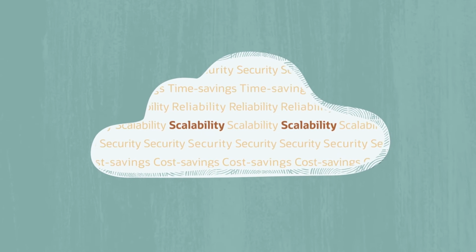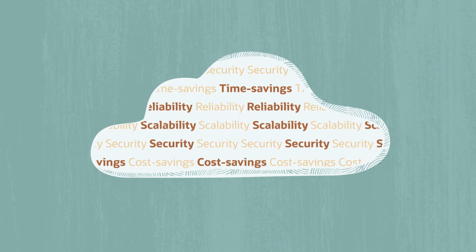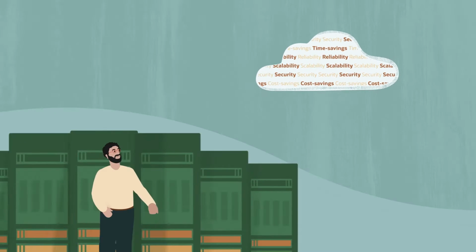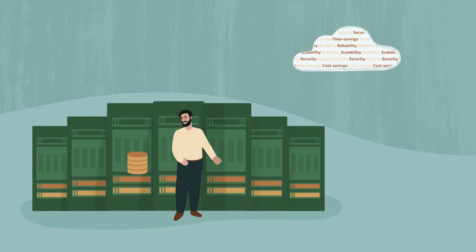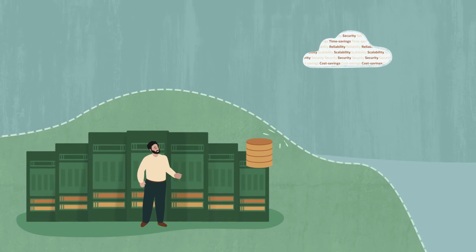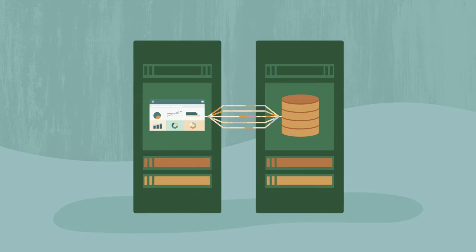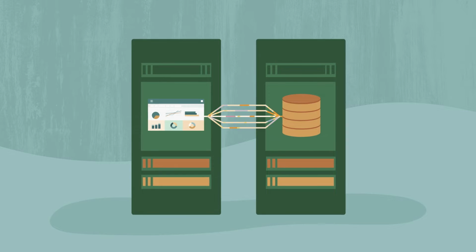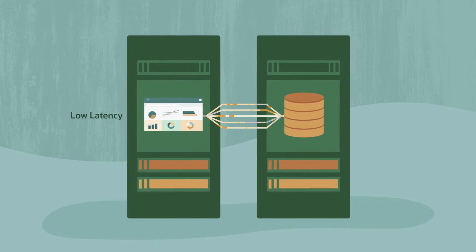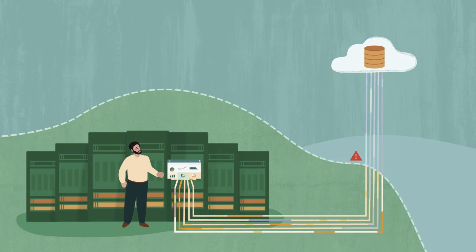Moving to the cloud can improve scalability, security, time savings, and reliability, all while lowering costs for your business. However, moving to the cloud also involves moving workloads out of your data center, which raises issues if you have specific requirements for data residency, governance, or security. In addition, your on-premises applications and data sources will need low latency and high throughput, and that might not be possible with services running in public cloud data centers.